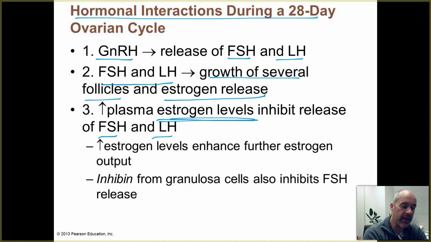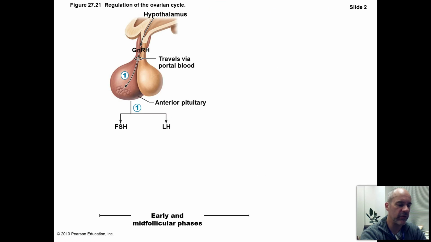Also, we'll see that inhibin, remember we had that in the male as well, inhibits FSH release from the anterior pituitary in the male, and that also happens in a female as well. So let's take a look at what's going on here on this series of slides which correspond to figure 27.21 in your textbook.